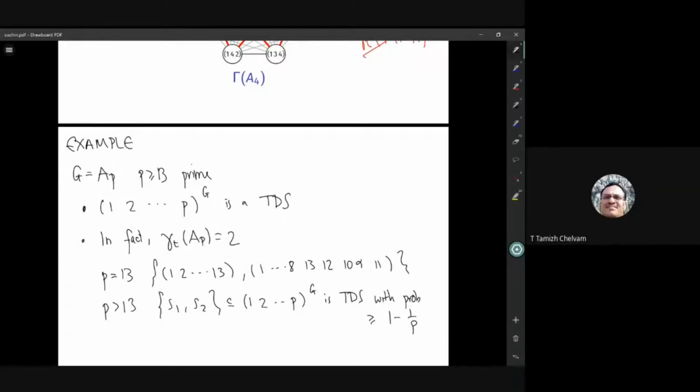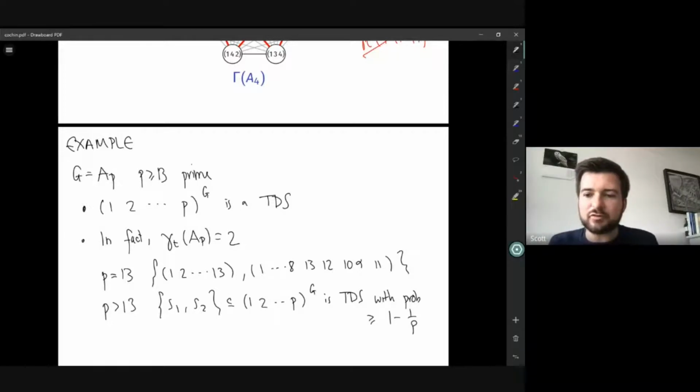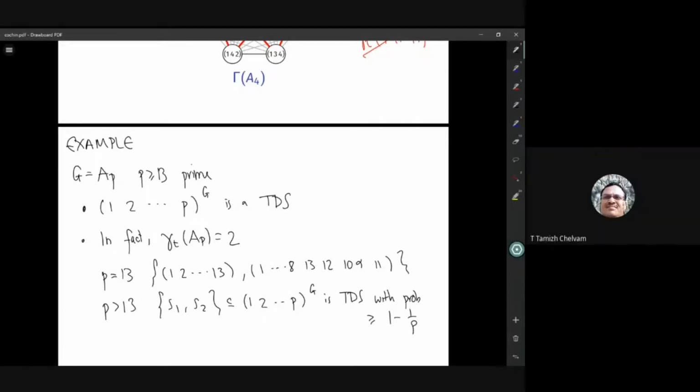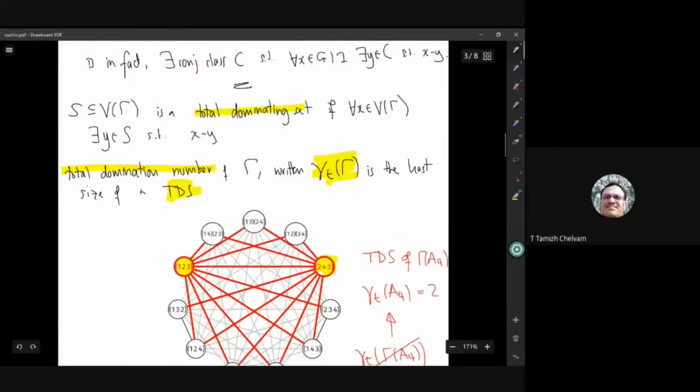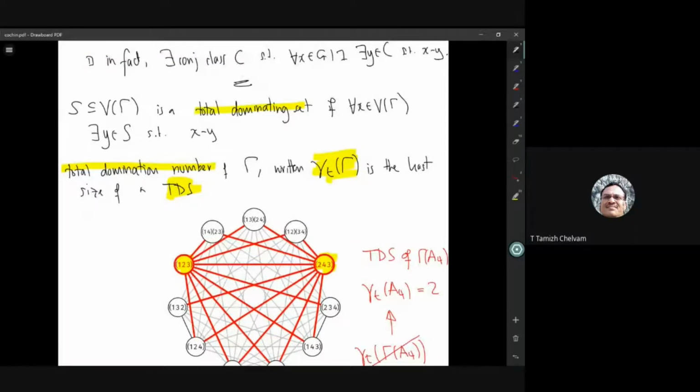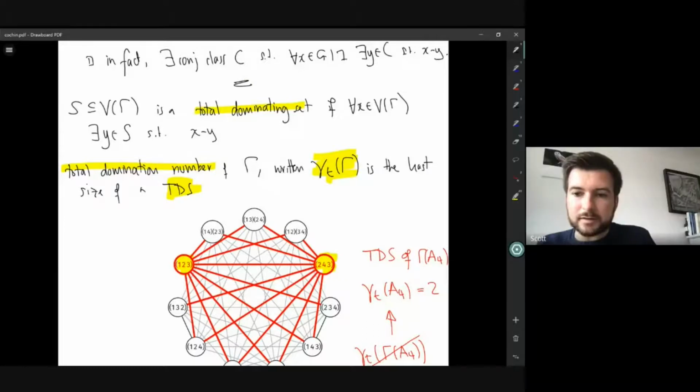Yes, you are correct. You're absolutely right. Thank you very much. Everything is dominated by one of the two. It can't be dominated by itself, so it has to be dominated by the other one. Exactly. Of course, in the total dominating definition, x not equal to y must be there. That is why there exists a y such that x is not equal to y.